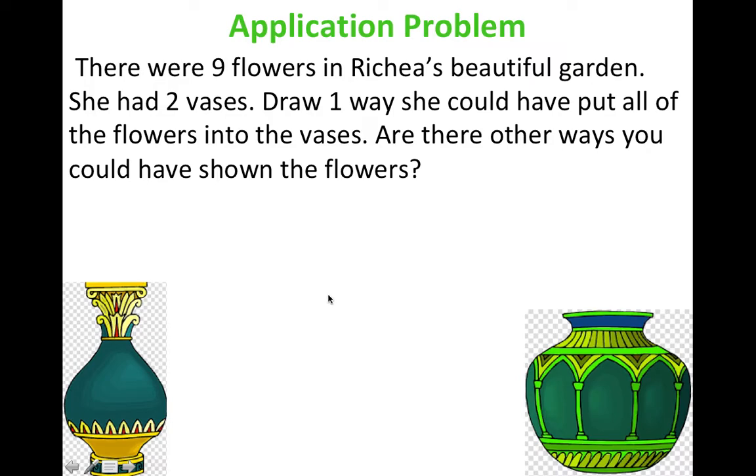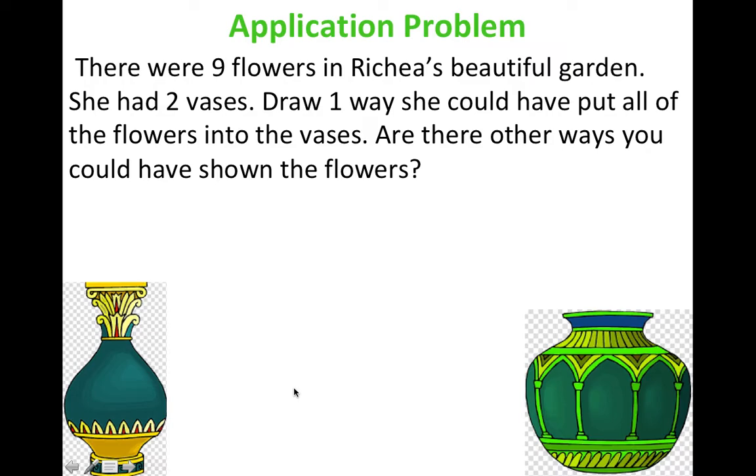So I'll read it again, and this time we're going to start doing it together. So there were 9 flowers in Rocher's garden, and she has 2 beautiful vases. So I have the 2 vases. And vases are things, like little bottles or big bottles or containers that you put flowers in, and you can have different shapes and different colors. So I have drawn 2 vases over here. They're 2 different kinds, and this is where you put the flowers in.